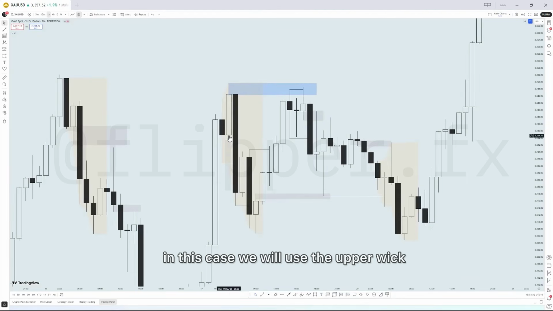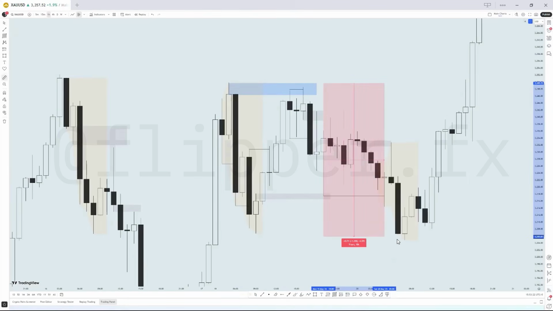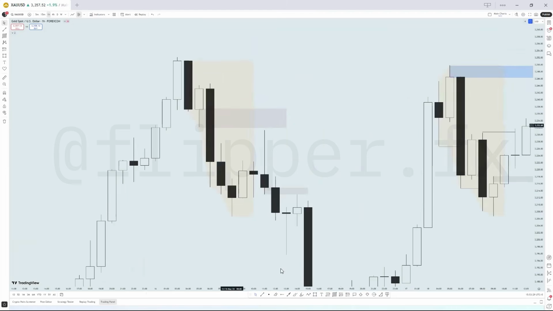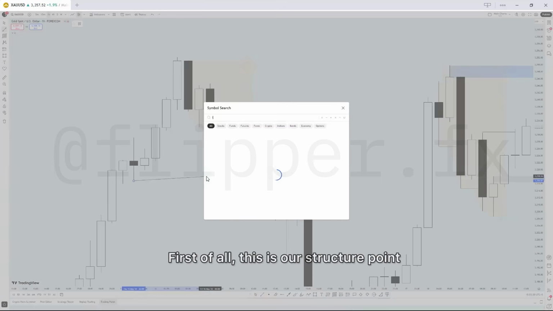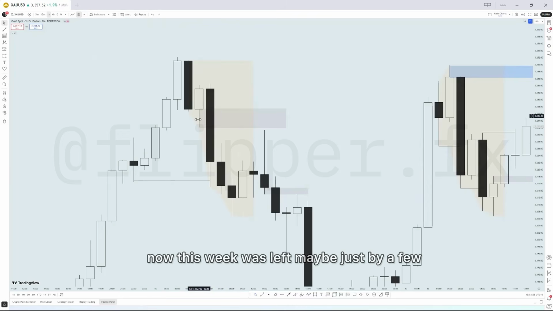So in this case we will use the upper wick, and as you can see here, price tapped this area and after the tap it immediately dropped below. And from this drop we got about a 400 pips move. Anyway, let's move ahead. Now let's look at these areas. First of all, this is our structure point. This was broken. This was a low break. Last sell before buy.